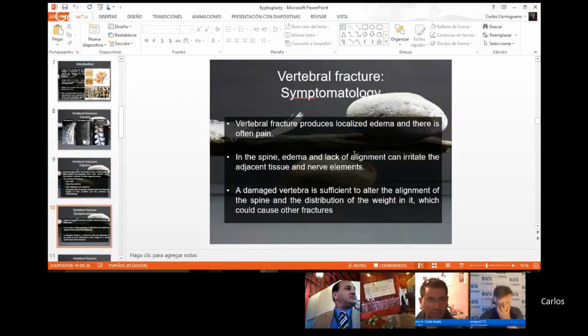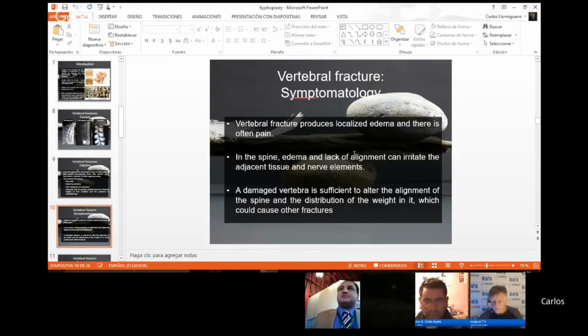What about the symptomatology? A vertebral fracture produces localized edema and there is often pain. In the spine, edema and lack of alignment can irritate the adjacent tissue and nerve elements. A damaged vertebra is sufficient to alter the alignment of the spine and the distribution of the weight in it, which could cause other fractures.